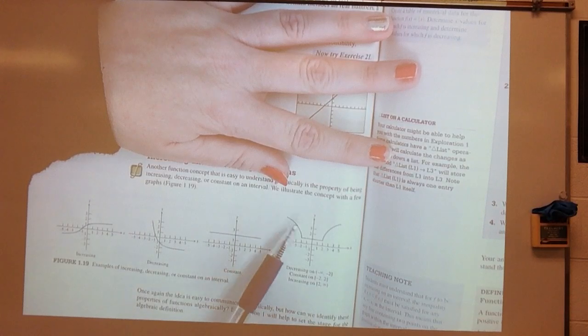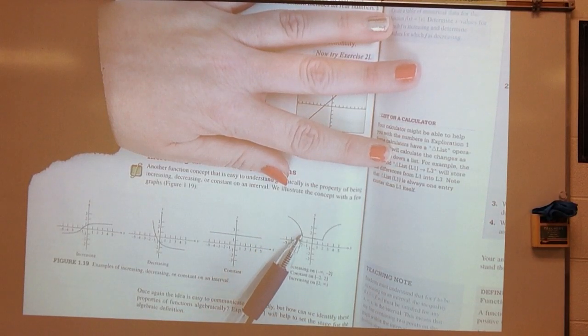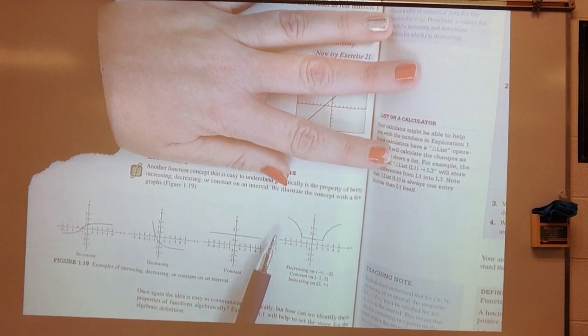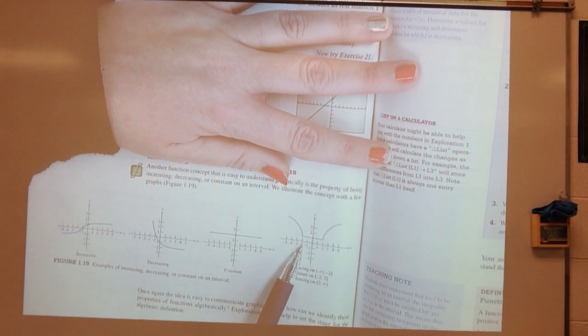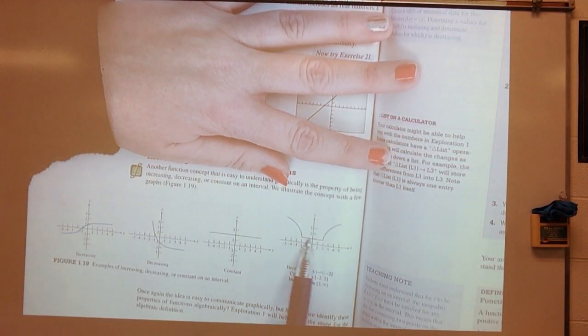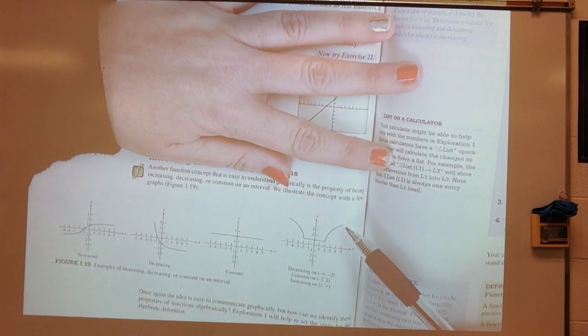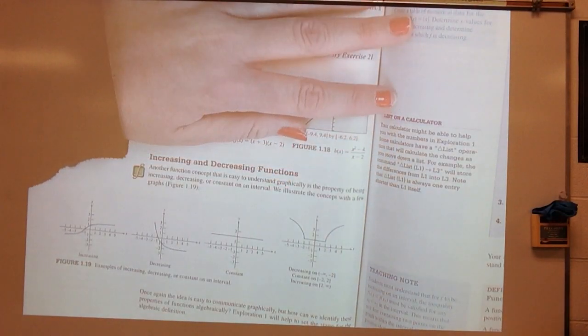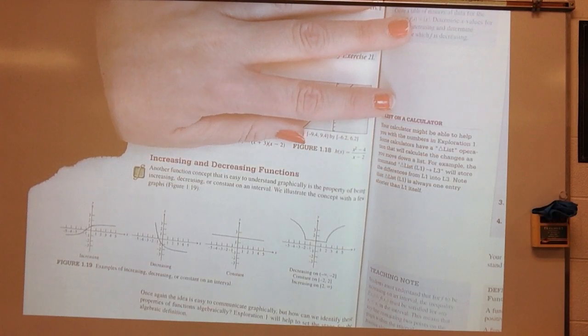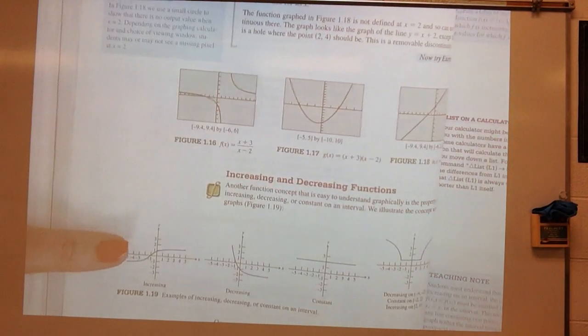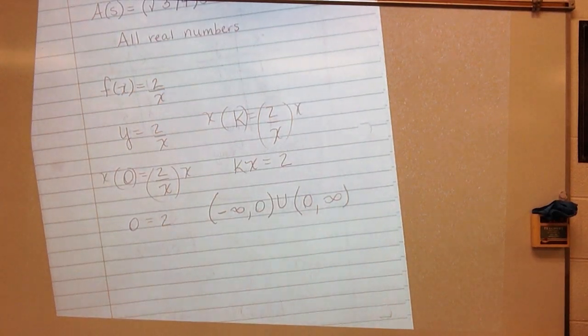Let's look at this one. This graph goes down, so it's decreasing from negative infinity to negative 2. Then what happens? It becomes continuous from negative 2 to 2. And then it starts to increase again. So from 2 to infinity, it is increasing. So graphing those makes it a little easier to see whether they are increasing, decreasing, or constant.